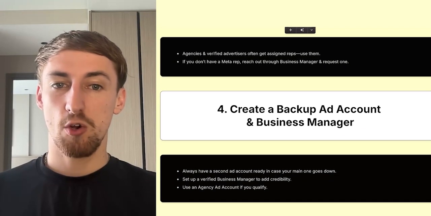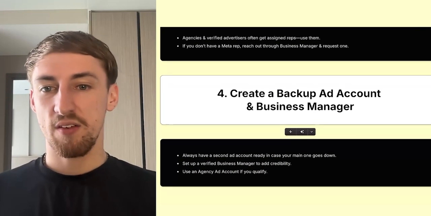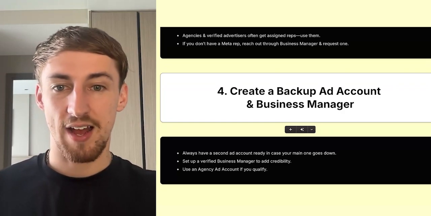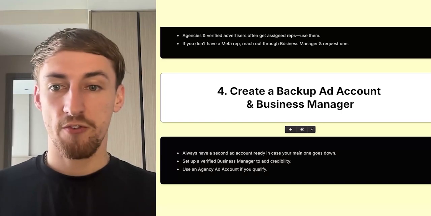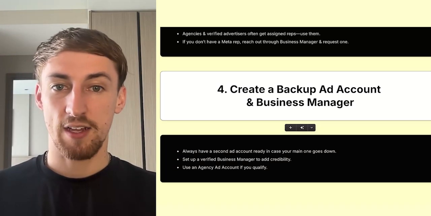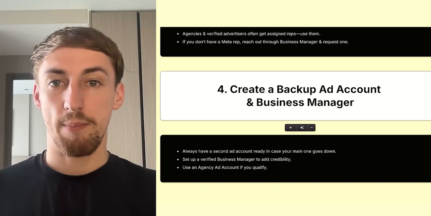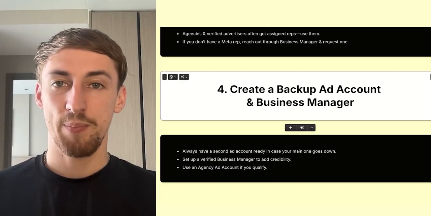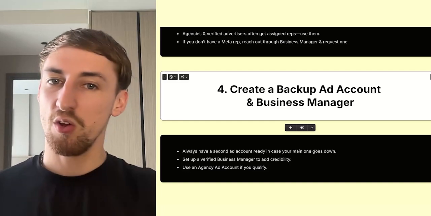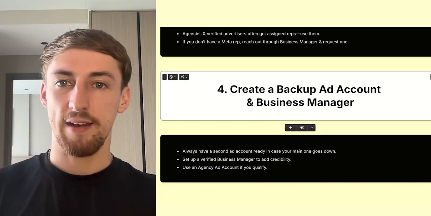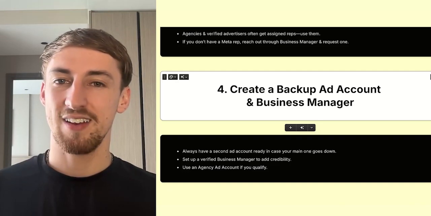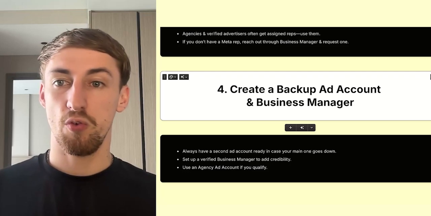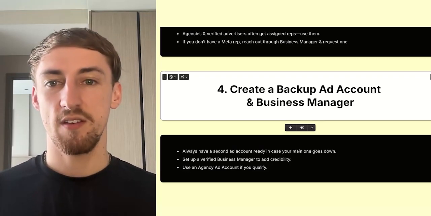Fourth is create a backup ad account and business manager. So always have a second ad account ready in case your main one goes down. So set up a verified business manager to add credibility. And if you can qualify for an agency ad account, then definitely try and get your hands on one of these because they have more buying ability. They have less restrictions. So always a good idea if you can get multiple ad accounts, because if one goes down, you can quickly switch to that, and you're not affected as badly. And what you can do is have multiple ad accounts and always have one or two spending a small amount so they are ready to scale if needed.